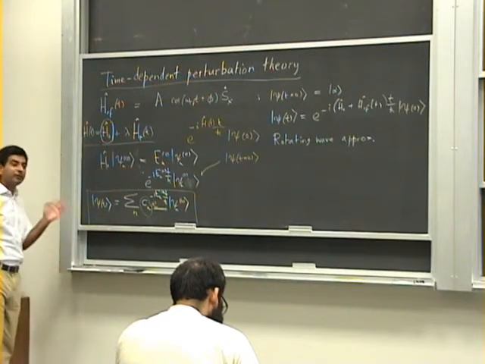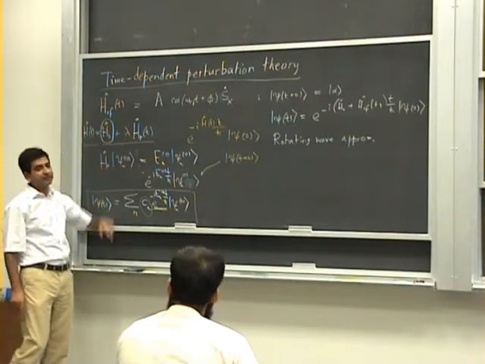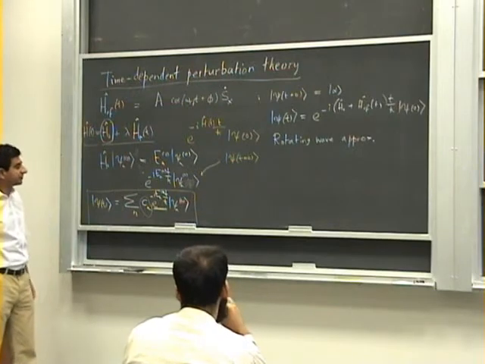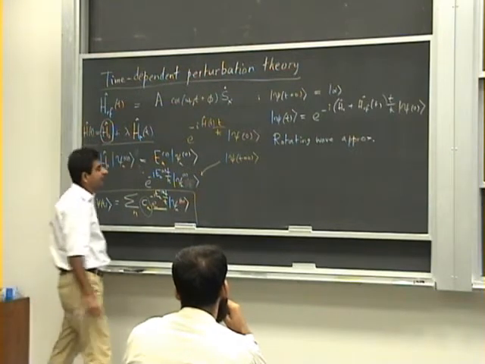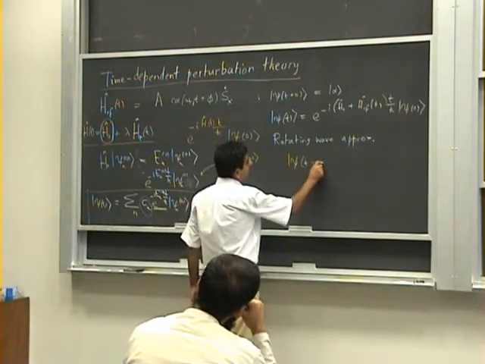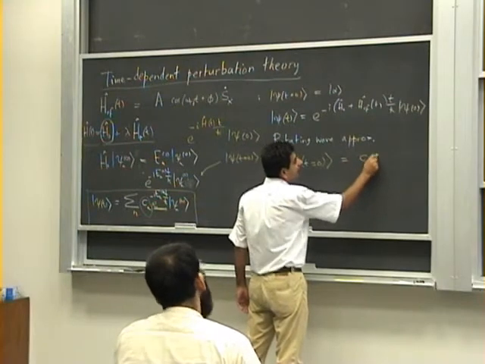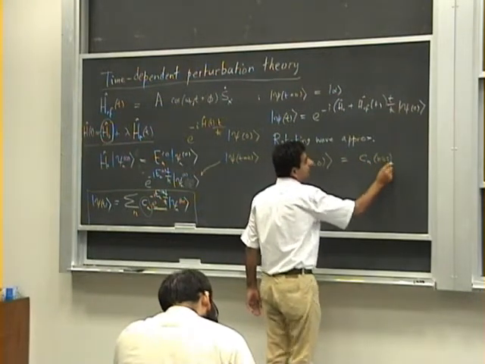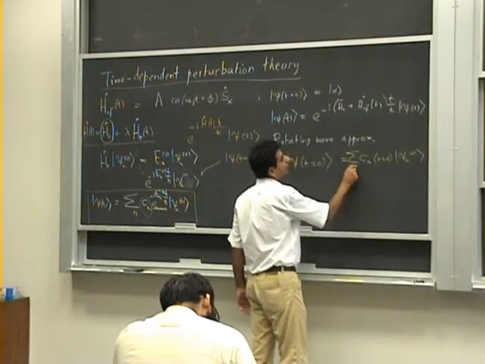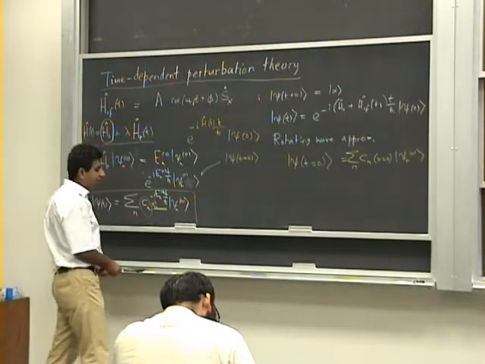However, if our Hamiltonian is time dependent, that is, now we apply a perturbation that is time dependent, how will this scenario change? Still we are starting off in the state, so at time t equals 0, our state is some Cn at time t equals 0 into psi n naught, summed over all possible values of n. This is our initial state. Now how will this state change with time?